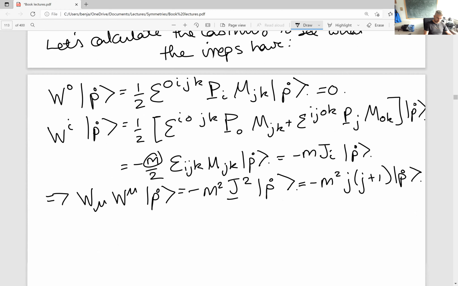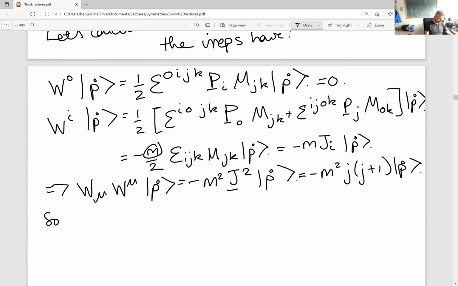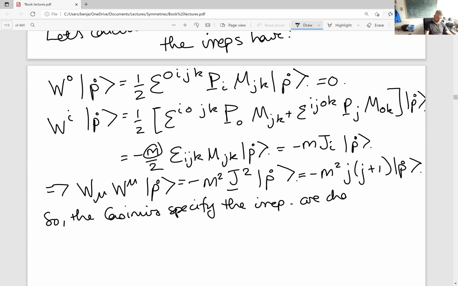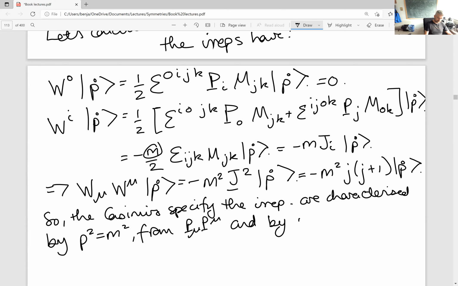So in all, we've got two Casimirs, and they specify the irreducible representation. These are characterized by P squared is m squared, from P mu, and by j, the total spin.